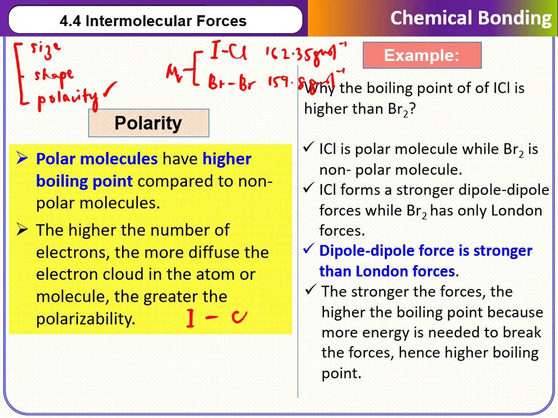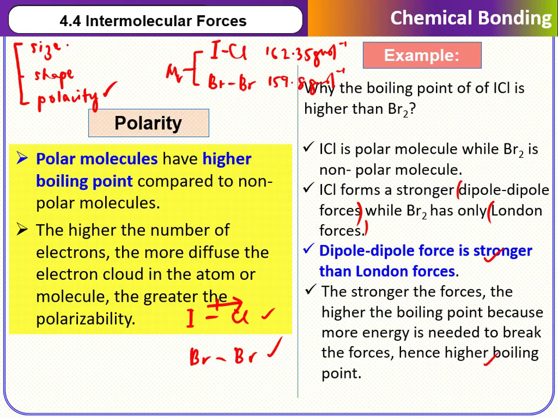Because clearly Cl is more electronegative than iodine, while Br2 is a non-polar molecule. Right. Okay, so you can compare in terms of polarity, where ICl is a polar molecule, Br2 is a non-polar molecule. We know that a polar molecule has what? Dipole-dipole forces, while non-polar has what? London dispersion forces. Dipole-dipole forces are stronger than the London dispersion forces, hence it has a higher boiling point.